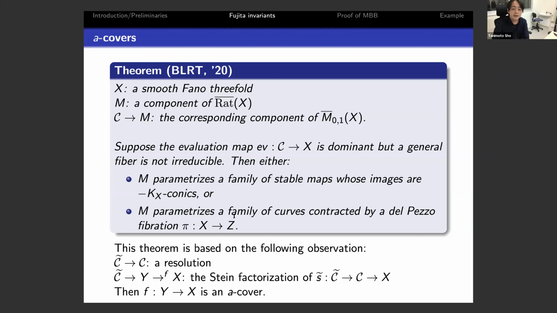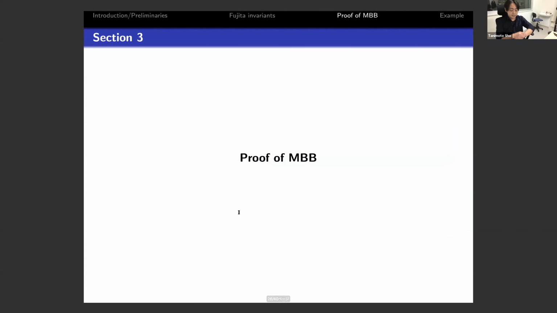And this has some application later. All right, so I'm going to explain the proof of movable bend and break.